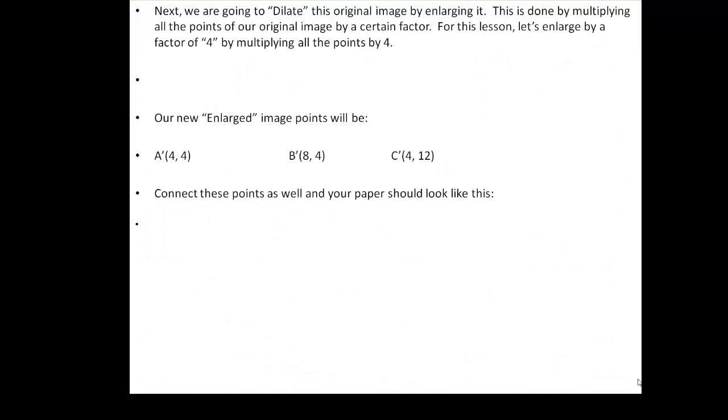And next we're going to dilate this original image by enlarging it. This is done by multiplying all the points of our original image by a certain factor. For this lesson, let's enlarge by a factor of 4 by multiplying all the points by 4. Our new enlarged image points would be A' (4, 4), B' (8, 4), C' (4, 12). Connect these points as well, and your paper should look like this.